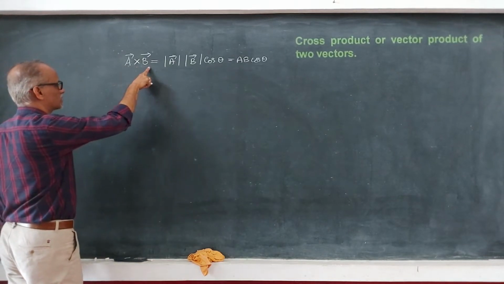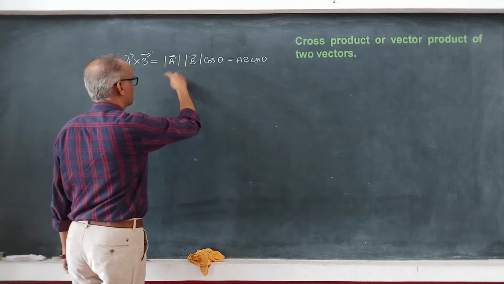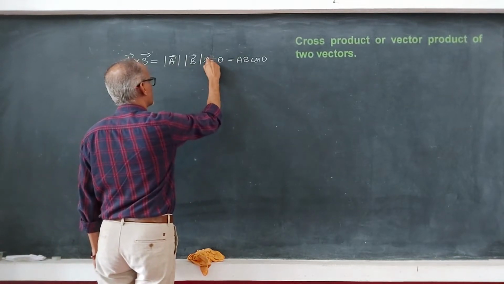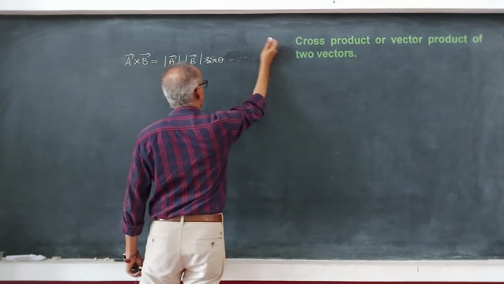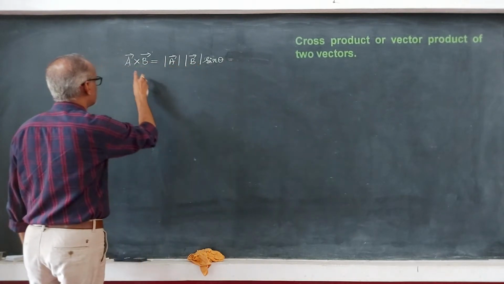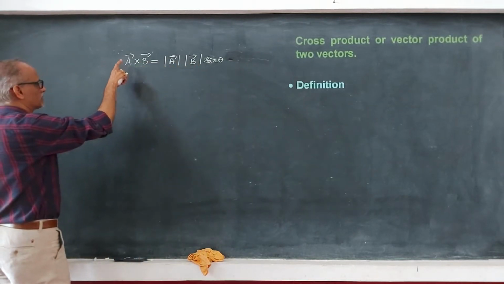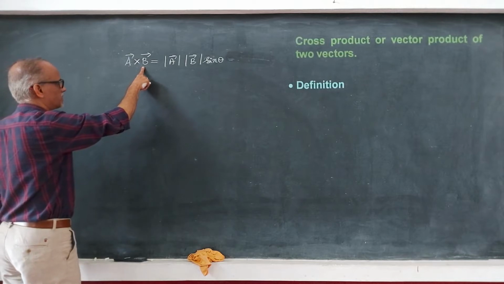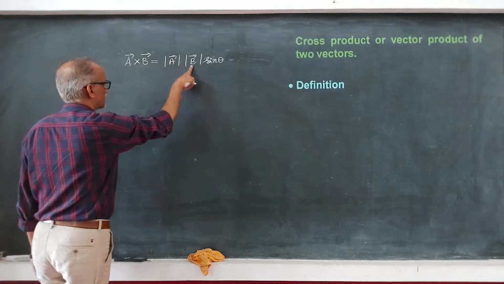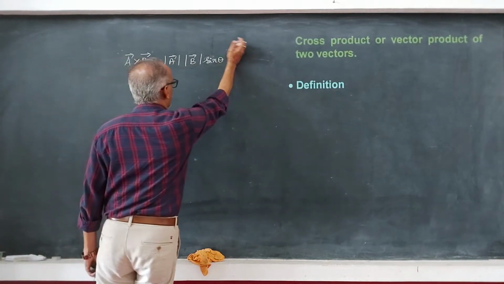Cross product of two vectors is defined as the product of the magnitude of the two vectors and sine of the angle between them. What do you define? So, that is the definition. Cross product of two vectors is defined as the product of the magnitude of the two vectors and sine of the angle between them.